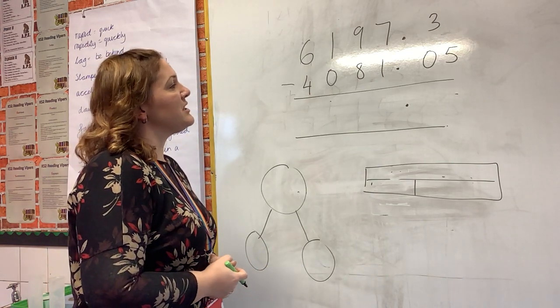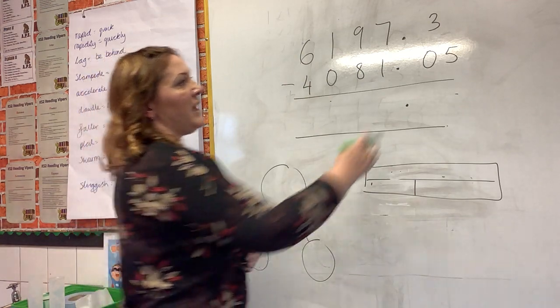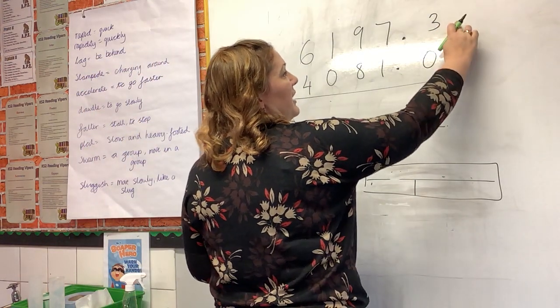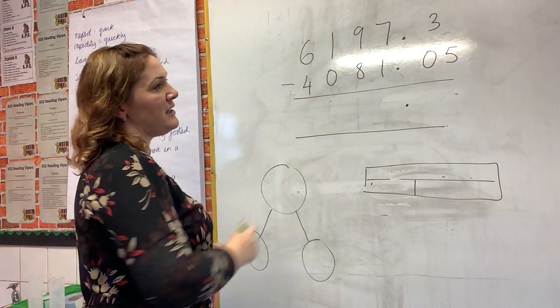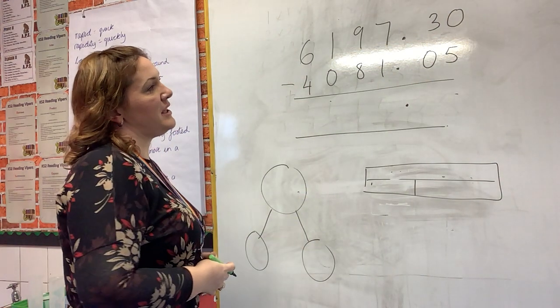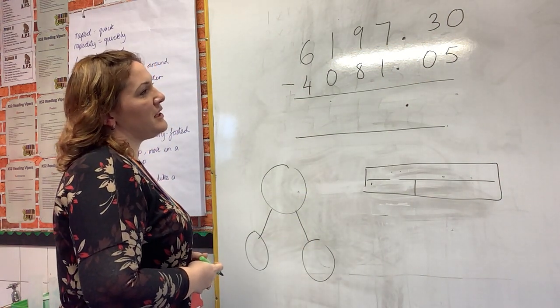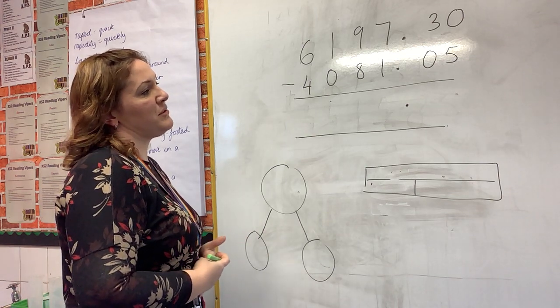6,197.3, and I'm subtracting 4,081.05. Here I have currently an empty space in my hundredths column. In order to make my subtraction easier, I would put a 0 in that place, that placeholder there. So I can now look at the sum and I can see I should be doing 0, subtract 5.